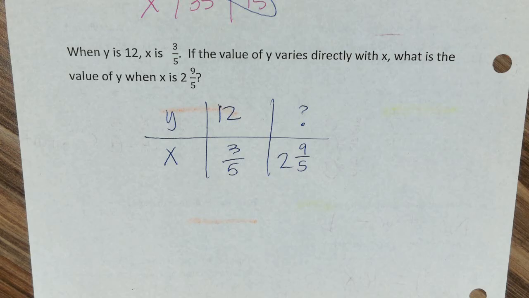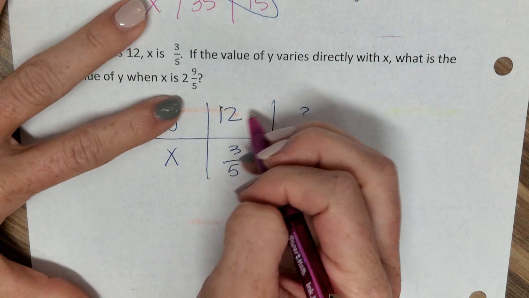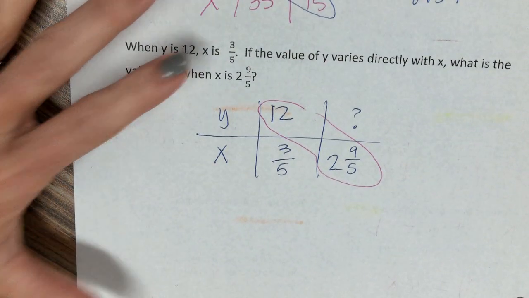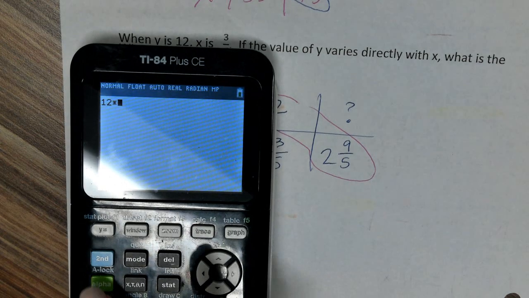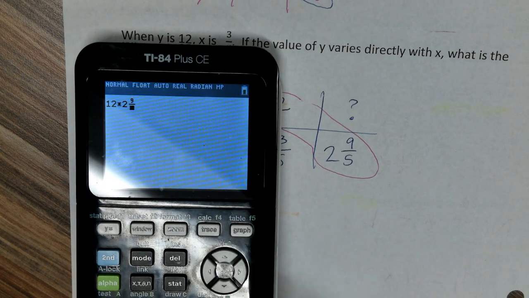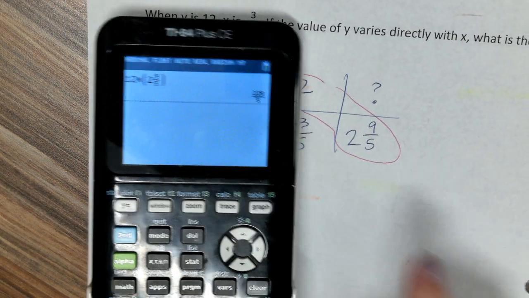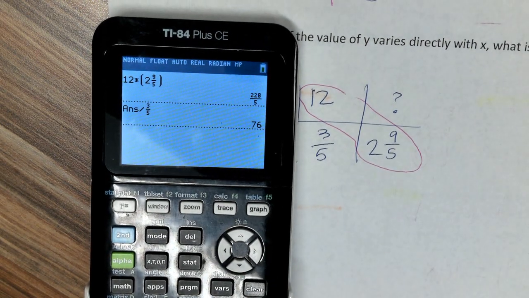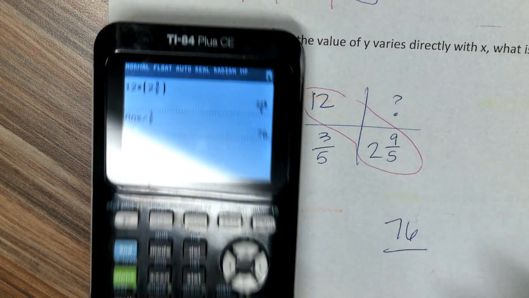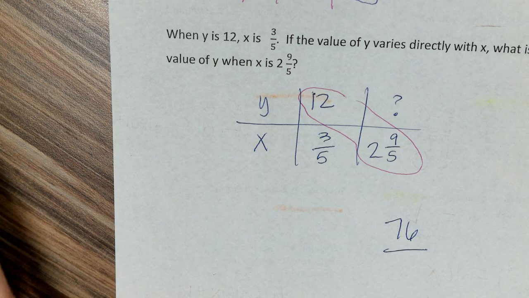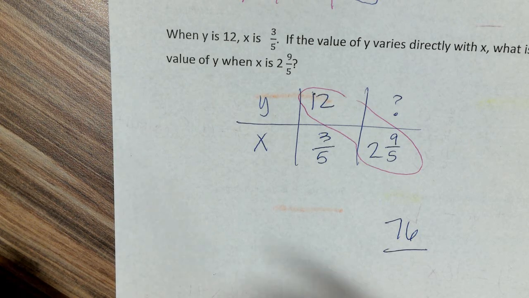Yes or no? All right, so when we cross multiply, we're just going to use our alpha y equals button since they're fractions. Yes? So I'm going to go 12 times alpha y equals option 2, 2 and 9/5. Enter. Leave it alone. Divided by alpha y equals 3/5. And the answer was 76. Now, what if your answer is a decimal, but the answers on the test are fractions? What do you do? Turn it into a fraction. Okay, your calculator will do all of that for you.